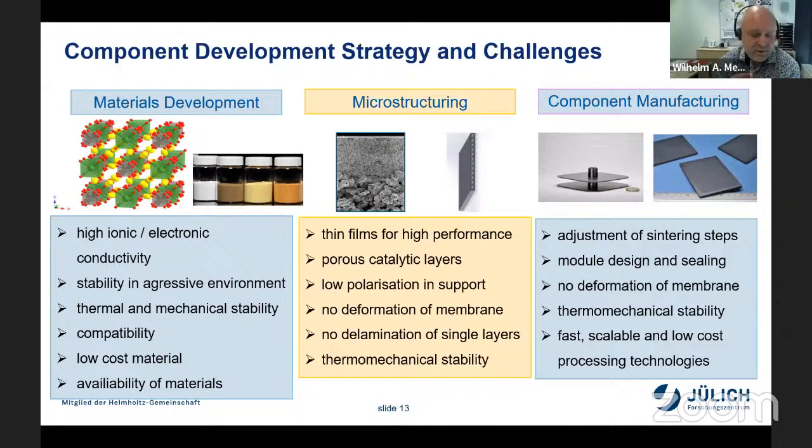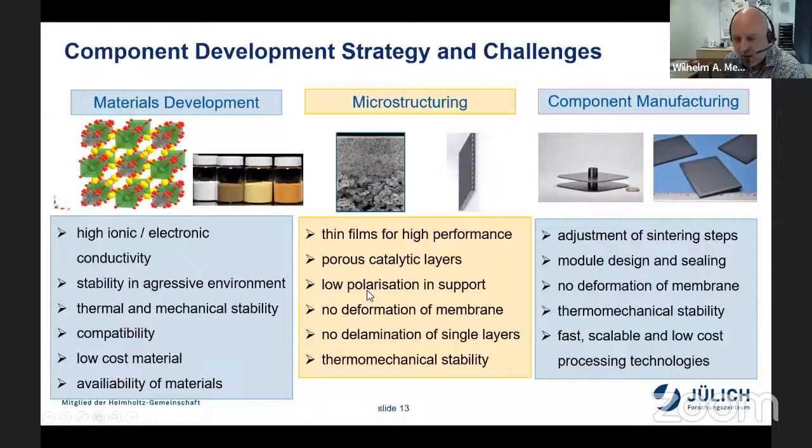After you selected the material, then you make a thin film, because the transport is much higher if you have a thin film. I will show you later the transport equation. You need also porous catalytic layers on both sides. First for the generation of the oxygen ions or the hydrogen ions, but also maybe you need a catalyst for the reaction which is desired. And you need a porous support for the mechanical stability, and it must be porous to guarantee the gas transport to the membrane. Once we have realized such an asymmetric structure on a 15 millimeter size, we have to upscale.